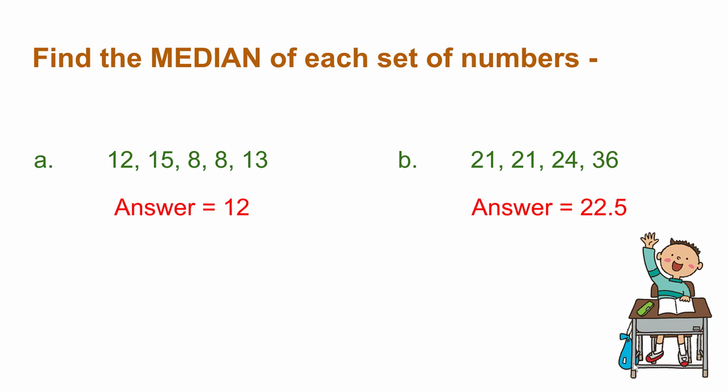Over here, it's a bit different because there's an even number of numbers. Again, they're already in order, but the median is not 21 and 24. You would have to add them together, which is 45, divided by 2. The answer is 22.5.